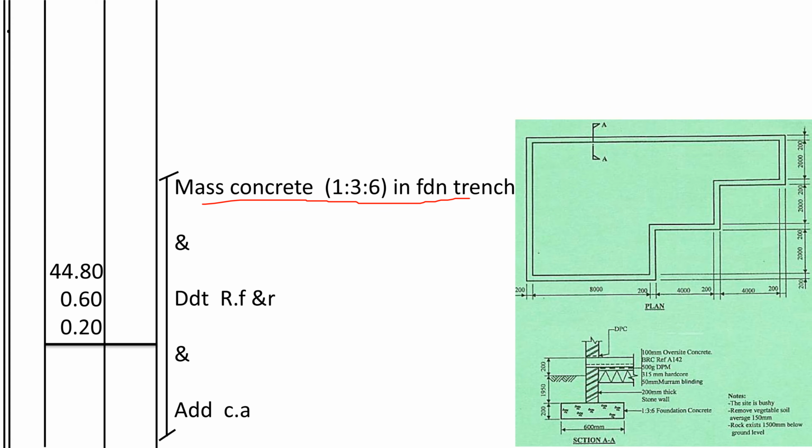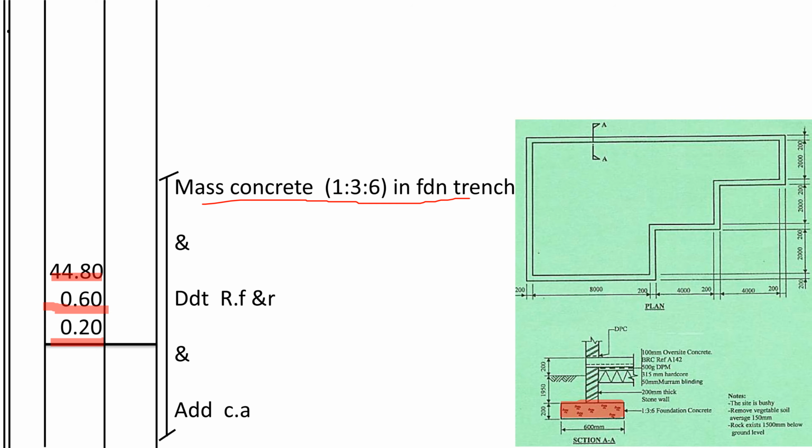This mass concrete is the one that here I will shade with red. It's this concrete here. How do we take it off? It is 200 millimeters thick. So for the foundation concrete, we usually measure it in volume. Alright, so we shall take the center line of the wall of the trench, then we shall multiply by the width of the trench, then we shall multiply by the thickness of the foundation concrete.